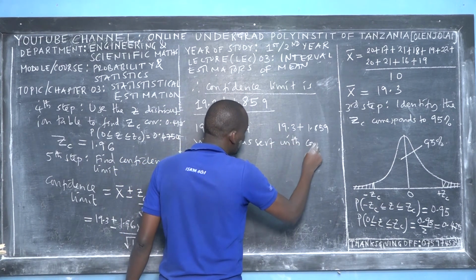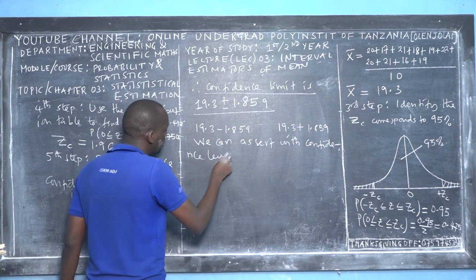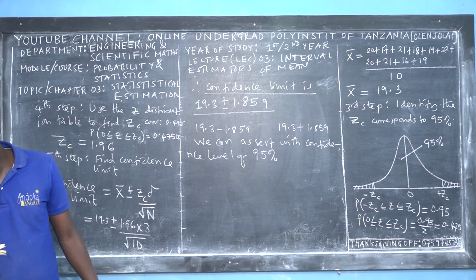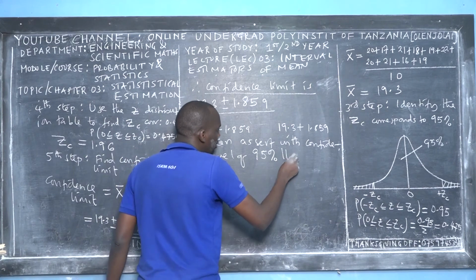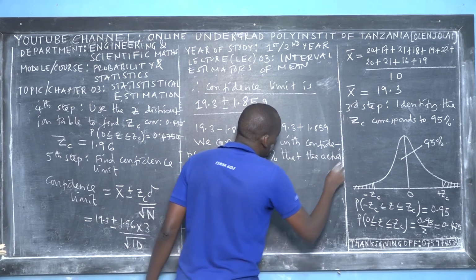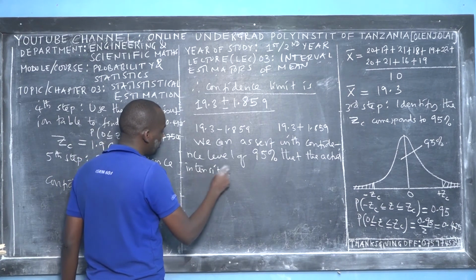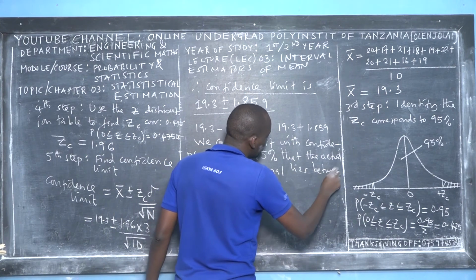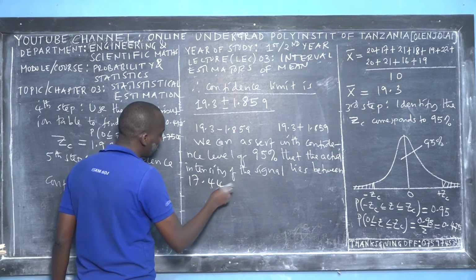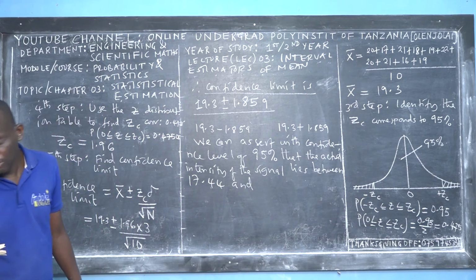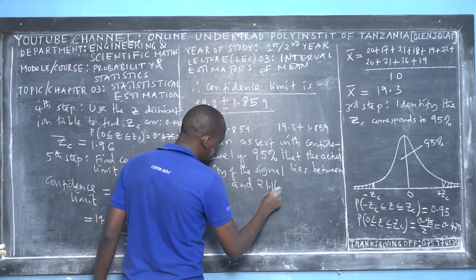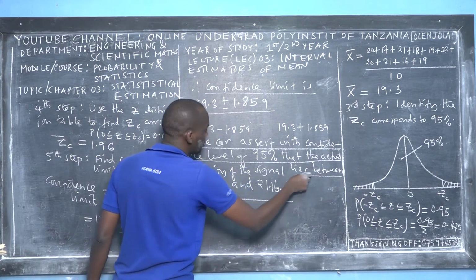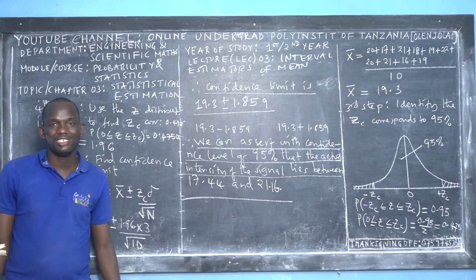So in statistics we say that we can assert with a confidence level of 95% that the actual intensity of the signal lies between 17.44 and 21.16. So we can conclude our solution by writing the response in this form.